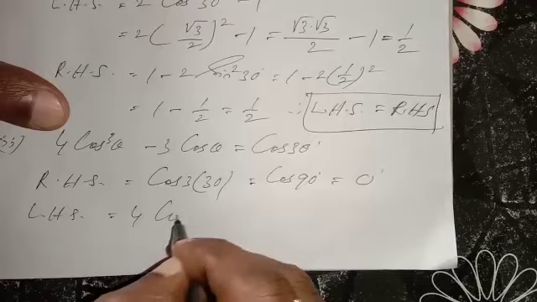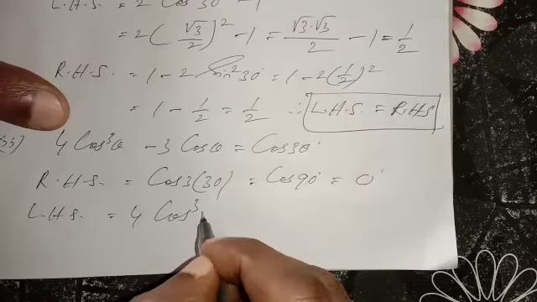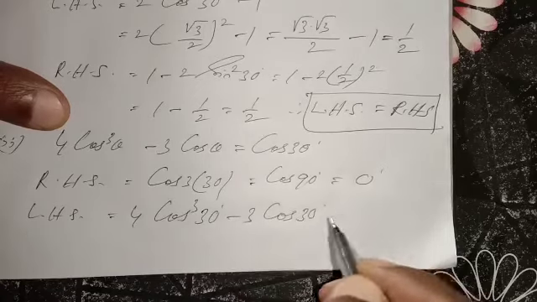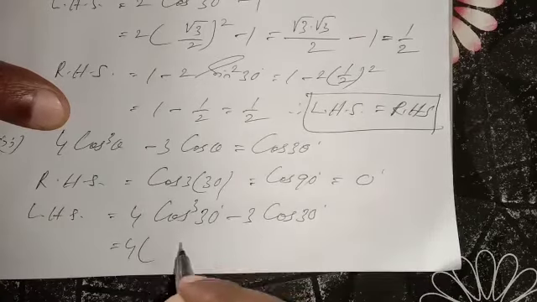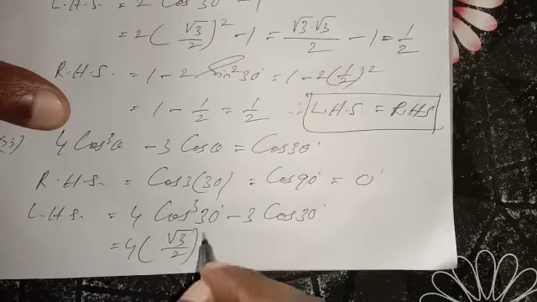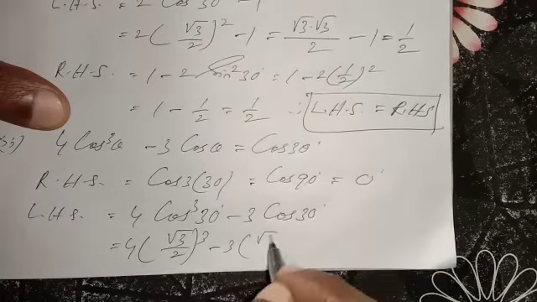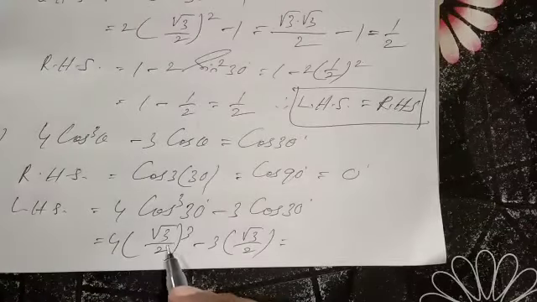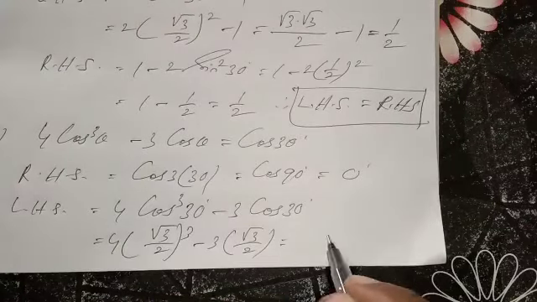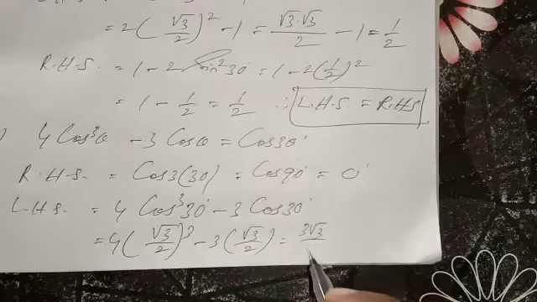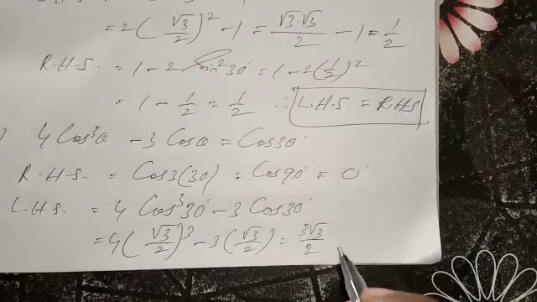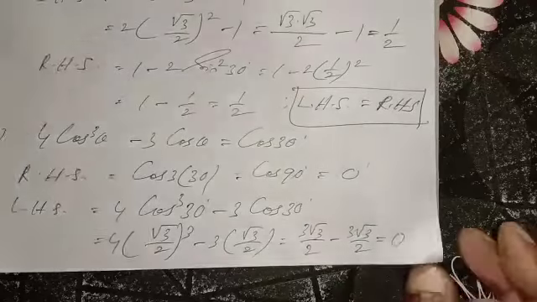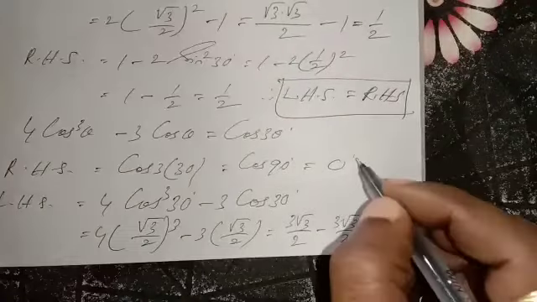Then the left hand side, that is 4 cos cube theta minus 3 cos theta, which means 4 cos cube 30 degree minus 3 cos 30 degree. That is 4 into root 3 by 2 whole cube minus 3 into root 3 by 2. Root 3 whole cube is 3 root 3, so 3 root 3 by 8, and 4 into that is 3 root 3 by 2. Minus 3 root 3 by 2 becomes 0.